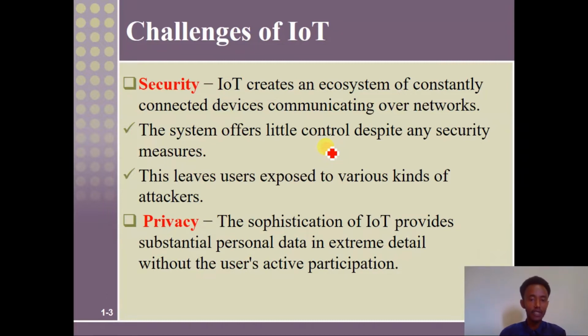The first issue is the issue of security. IoT creates an ecosystem of constantly connected devices communicating over networks. As we said in the first part, as the number of interconnected devices increases, the flow of information also increases, which paves the way for hackers to hack the confidential or sensitive information of a particular organization. So the system offers little control despite any security measure. This leaves users exposed to various kinds of attacks.